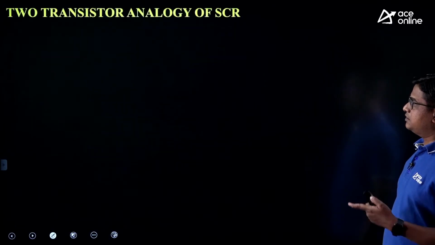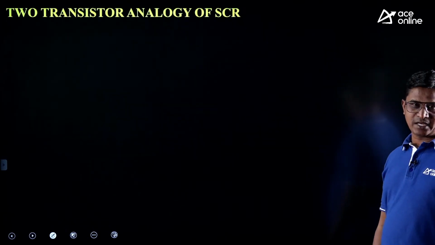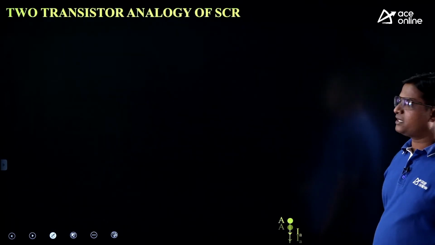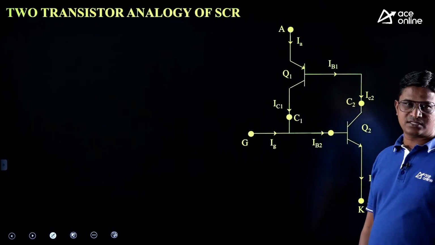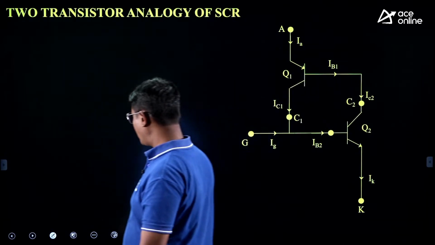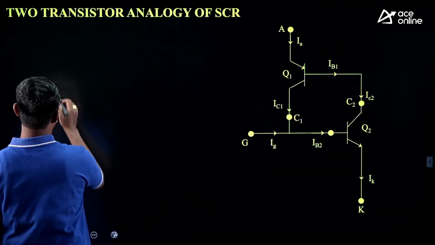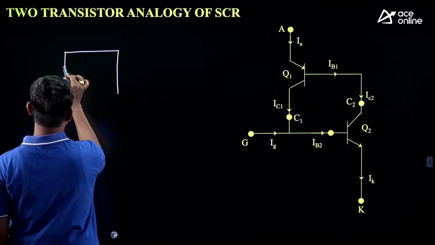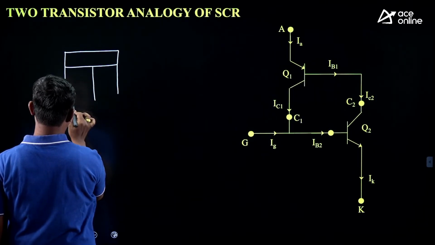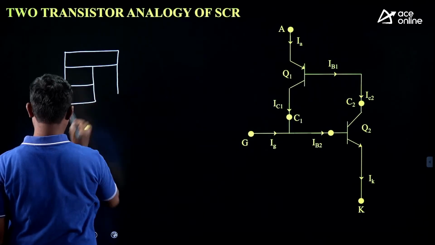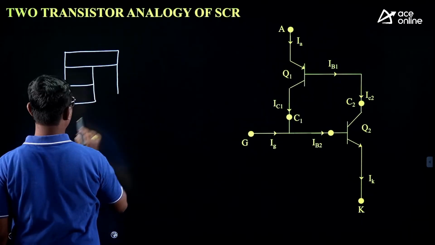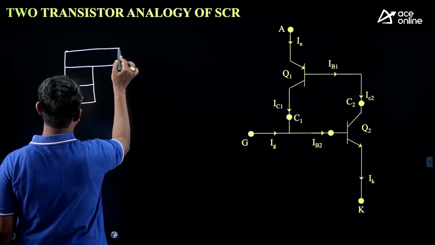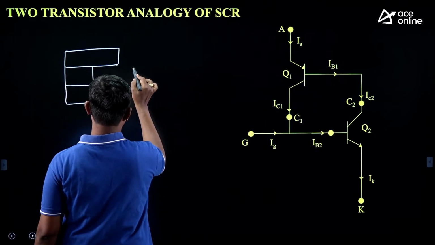Next. So two transistor analogy of SCR. We know SCR is a PNPN device. Okay. And we represent that in form of two transistors. How we have divided SCR into two transistors? It is PNPN structure. We are going to divide as a PNP and NPN. You might have come across this type of structure.